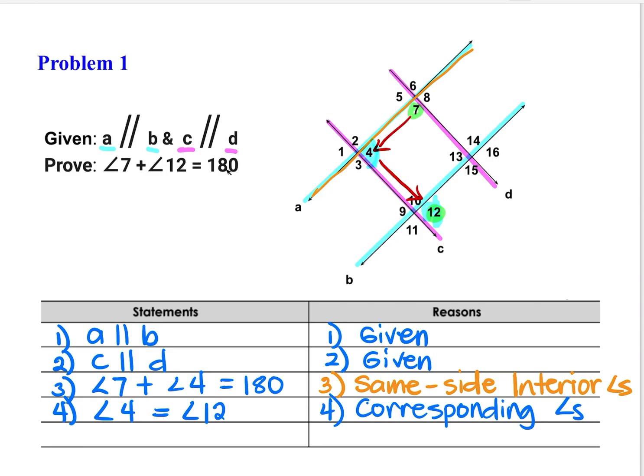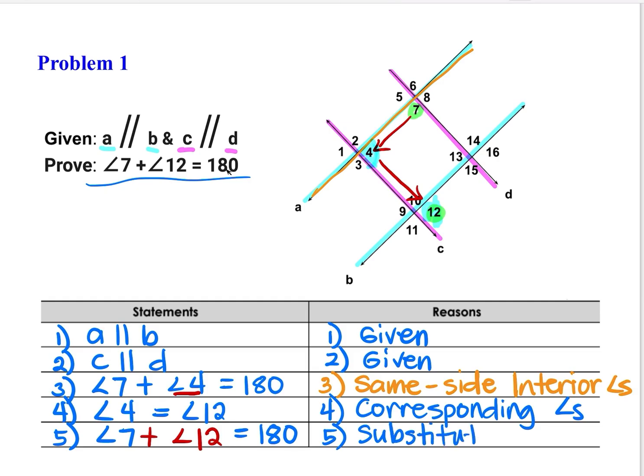Since we have introduced that angle 4 is equal to angle 12, then number 5 would be angle 7. Instead of writing angle 4, we are going to write angle 12. So angle 7 plus angle 12 is equal to 180, which is what we are supposed to prove. And the reason for this is going to be substitution property.